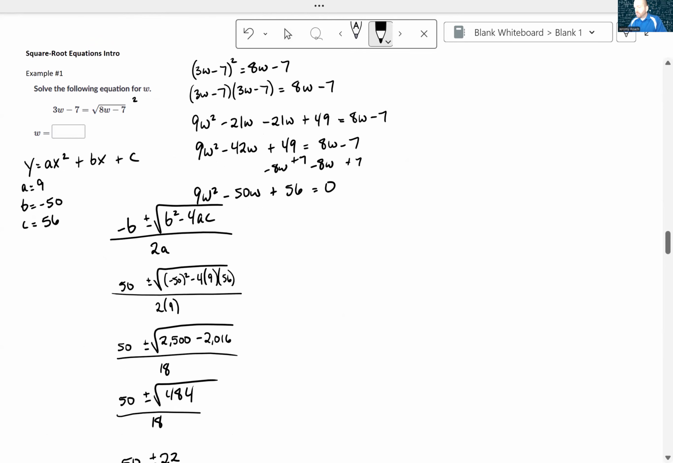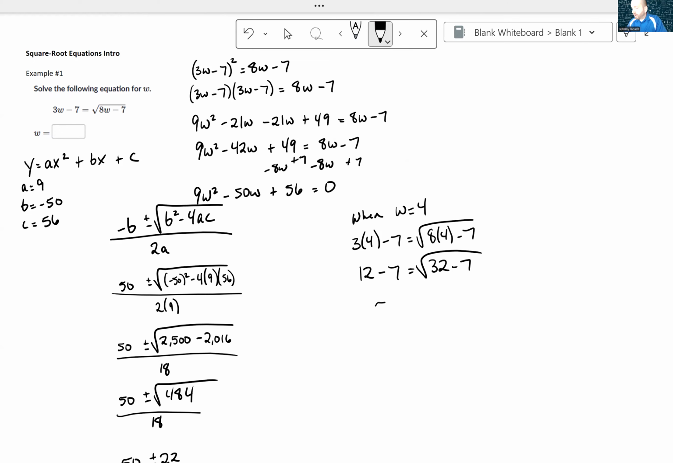So if we plug in 4, when W equals 4, we get 3 times 4 minus 7 equals the square root of 8 times 4 minus 7. And we get 12 minus 7 equals the square root of 32 minus 7. That's 5 equals the square root of 25. And we get 5 equals 5. So that's a true statement. So W equals 4 is a true statement, and we can just write 4 there.